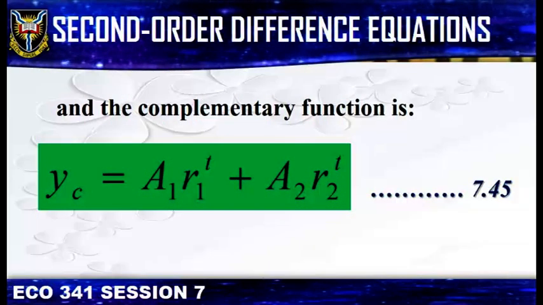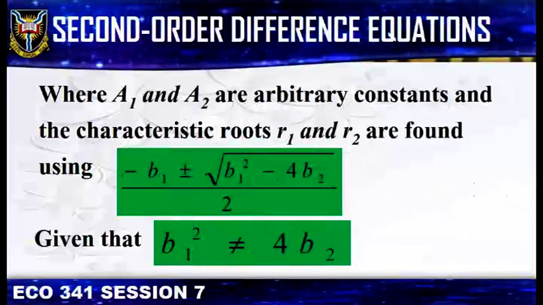And the complementary function is y_c is equal to a1 r1 raised to power t plus a2 r2 raised to power t, equation 7.45, where a1 and a2 are arbitrary constants and the characteristic roots r1 and r2 are found using minus b1 plus or minus square root of b1 squared minus 4b2 over 2, given that b1 squared is not equal to 4b2.